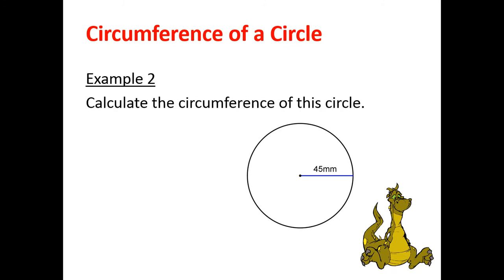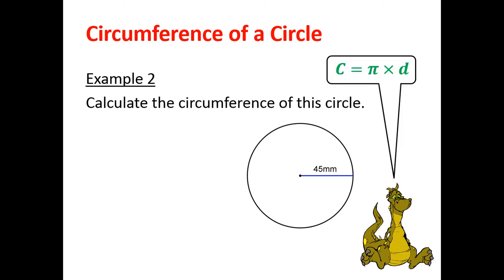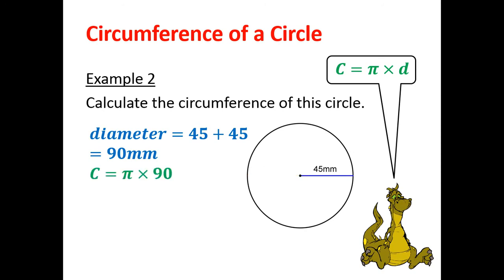Right, example number 2. Calculate the circumference of this circle. Well, the rule: circumference is equal to pi times diameter. But we haven't got the diameter, we've got the radius. So we need to add on another radius to make a diameter of 90 millimetres. So now we can use the rule circumference is equal to pi times diameter. So pi times 90, not pi times 45.